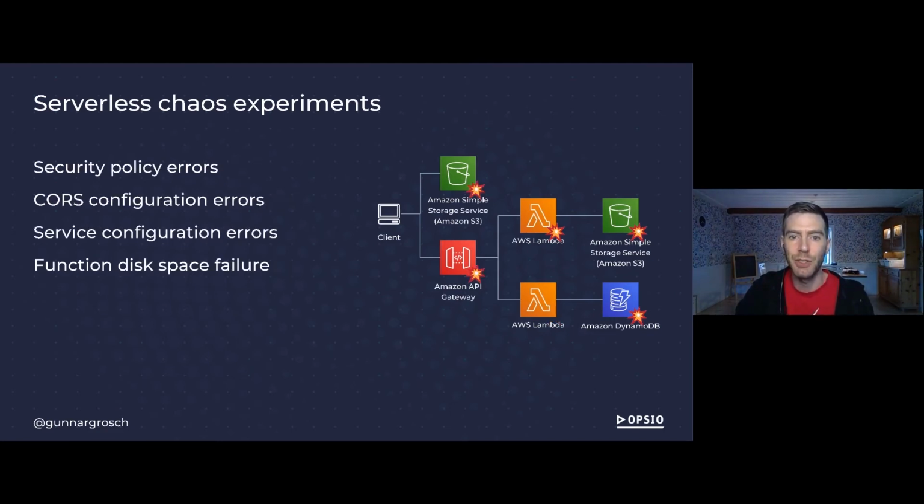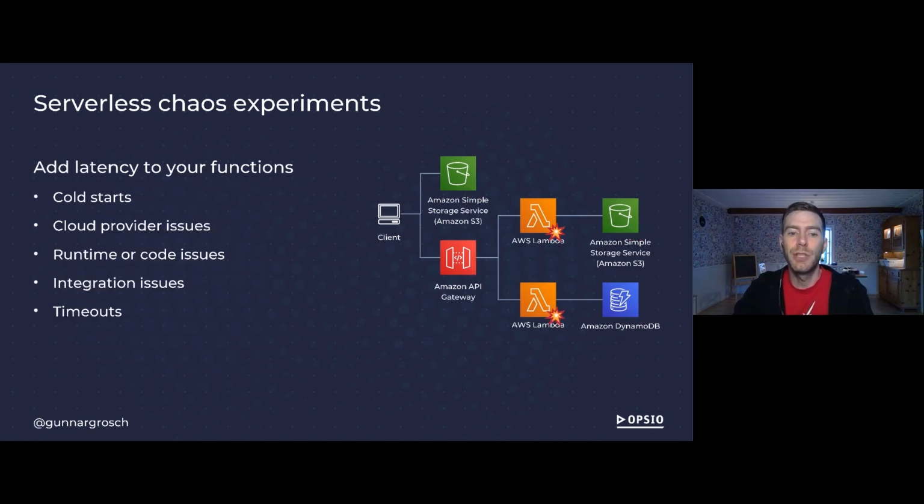As I mentioned earlier, we have configurations and security policies for each and every small part of our serverless applications. And we can use that to inject failure and still keep the small blast radius in mind. We can also inject function disk space failure, because even though we're running this as functions, there is still a disk that might be in use in your application.